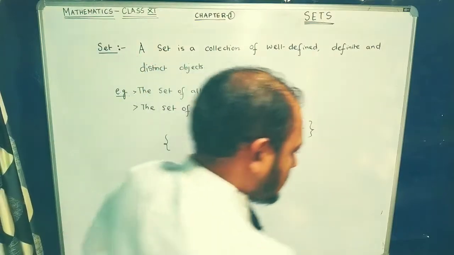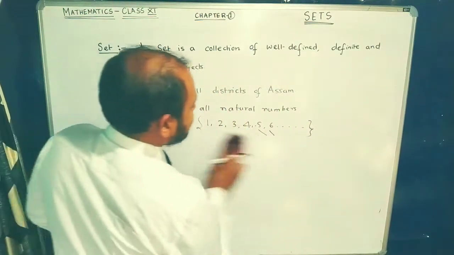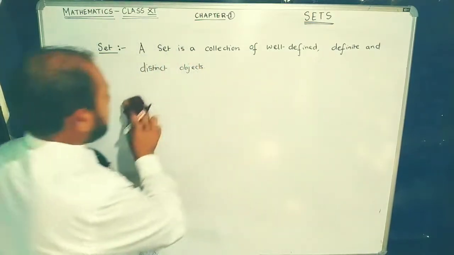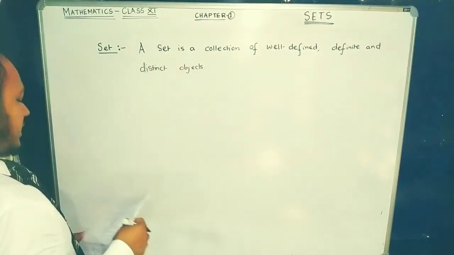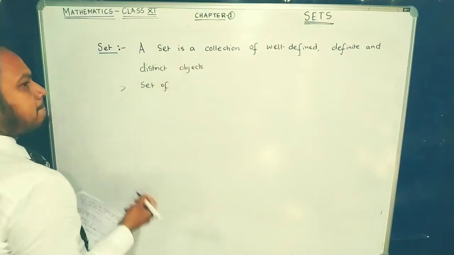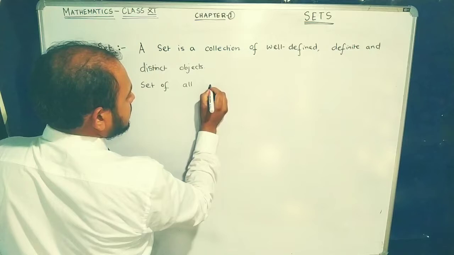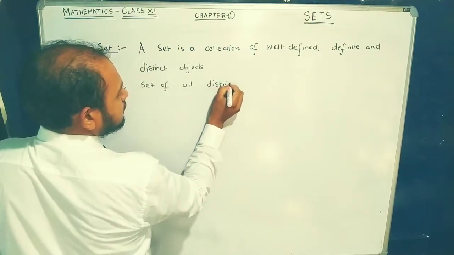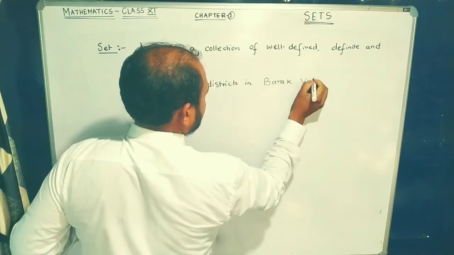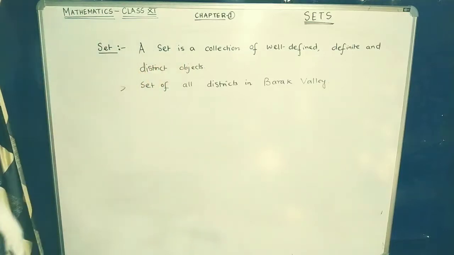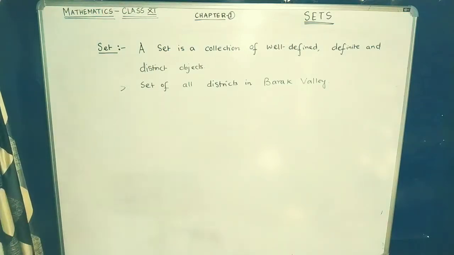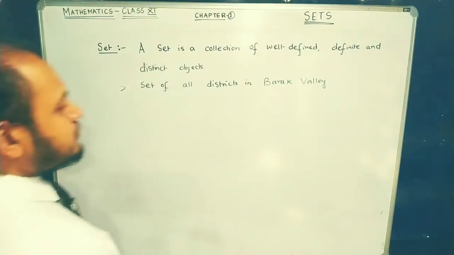Okay. So now it must be clear to you that a set is nothing but a collection of certain well-defined, distinct and definite objects. Let me give you some more examples to make it even more clear. For example, the set of all districts in Barak Valley. Now take a second and think in your mind about all the districts of Barak Valley. What comes to your mind? Obviously there are 4 districts.